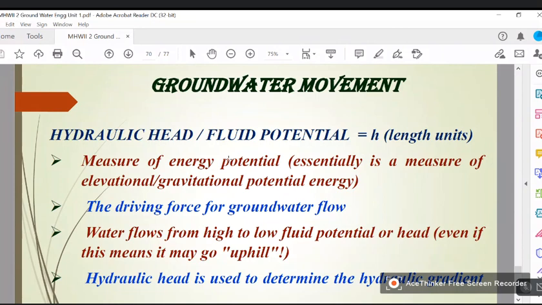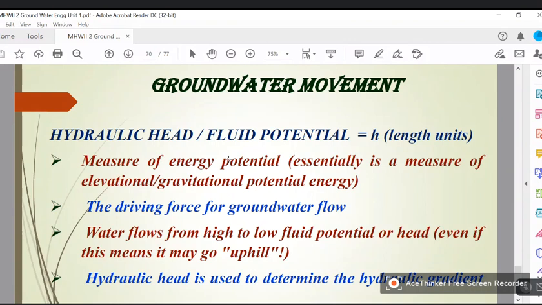So the flow takes place due to this. Water flows from high to low fluid potential, or high to low head. Sometimes you may have higher pressure at higher elevations, or higher pressure at lower elevations. So then what will happen? If the higher elevation is having lesser pressure, the flow will be from lower elevation to higher elevation because the pressure is more here. So that is the driving force.